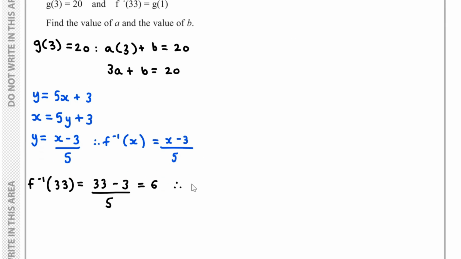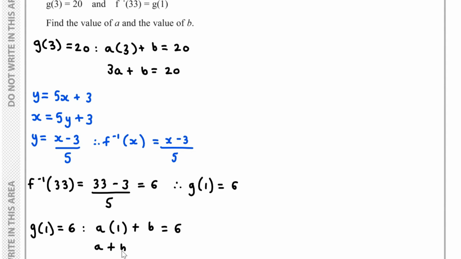So therefore, g of 1 is equal to 6. So g of 1 equals 6. This means we've got a lots of 1 plus b equals 6. In other words, a plus b equals 6. And our job is to find out what a and b are.